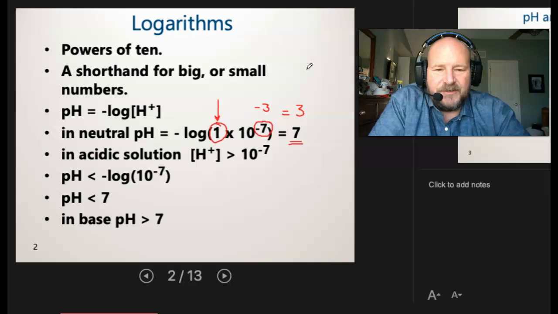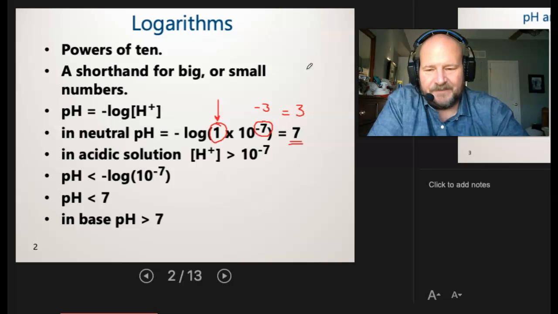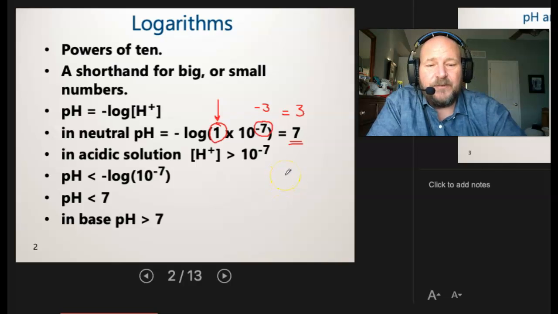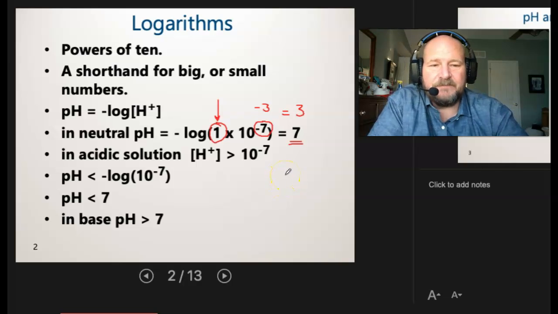In base then, your pH will be larger than 7. So if we, again, go back to the equation here and do negative log of, say, 1 times 10 to the negative 12, that'll give us a pH of 12. Larger than 7 means it's going to be a basic solution. We have less H plus there.